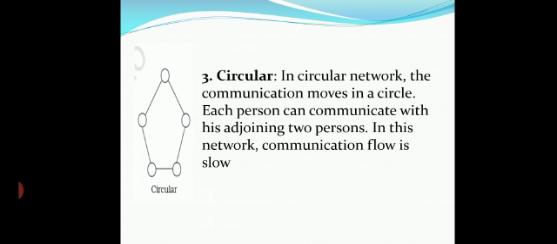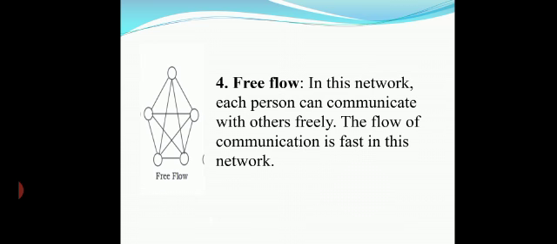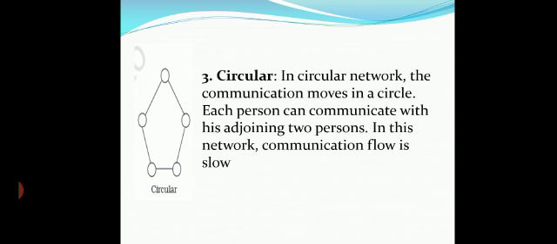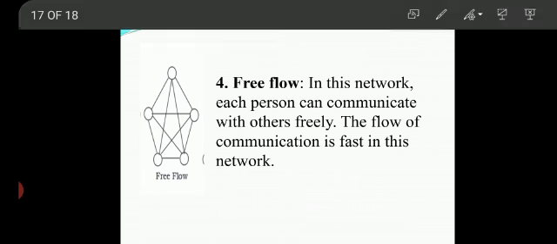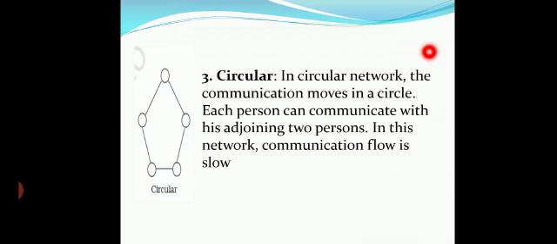Third one is circular. In the circular network, the communication moves in a circle. Each person can communicate with his adjoining two persons. In this network, communication flow is slow. Suppose we name each circle here A, B. You can take it in any form, A, B, C, D, E. Now A can contact B, and A can contact C. But if you are using this circular communication, the flow of information becomes slow.